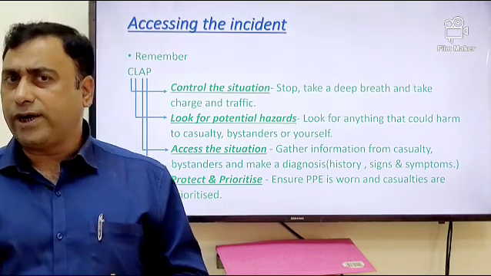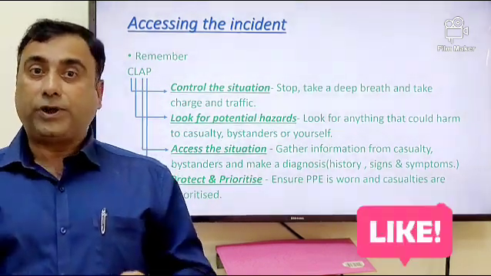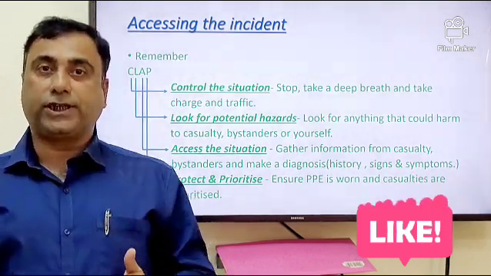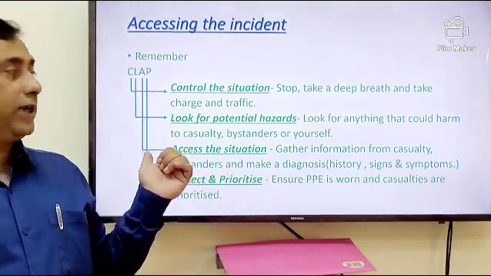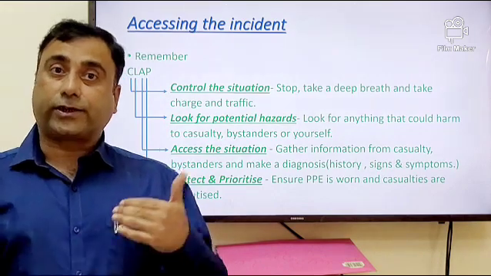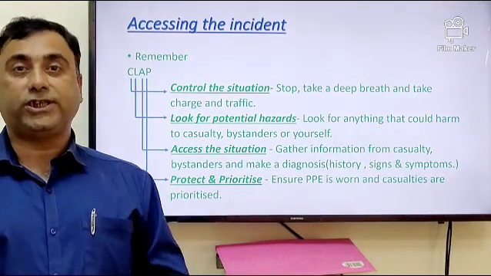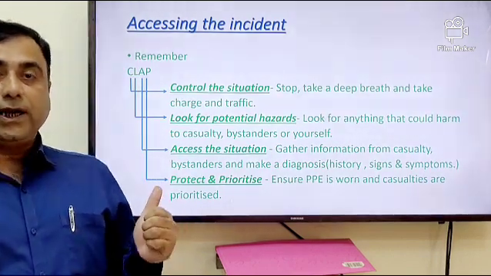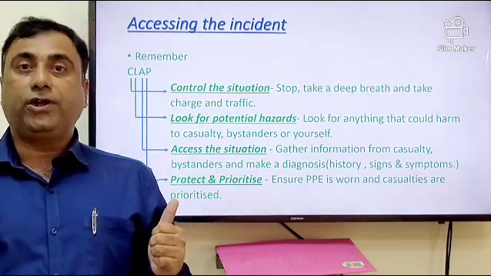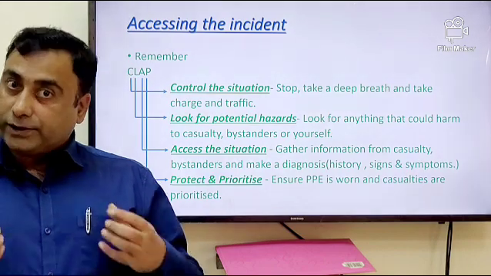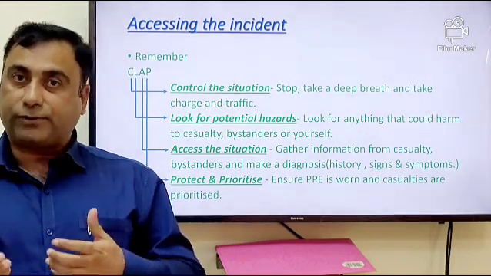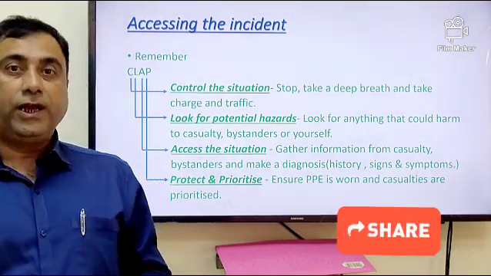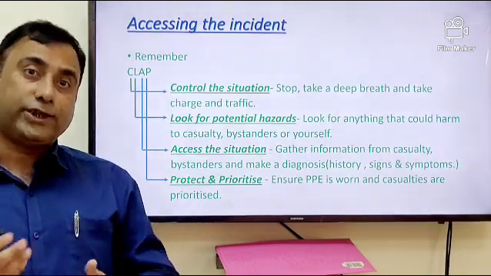When you are informed that there is an accident, first control yourself: calm down, take a deep breath, and then reach the incident location, ask the bystanders, gather the information, make the history, and then just check. L is for look for potential hazards, and check that the reason for this accident has been controlled. Then the third one is assess the situation: talk to the casualties, talk to the bystanders, gather information, and get a history from the bystanders, about what happened and whether it is happening again or is the first time only. Then protect and prioritize the casualties.